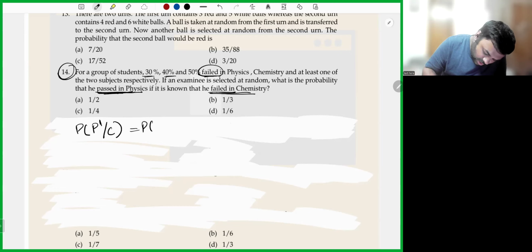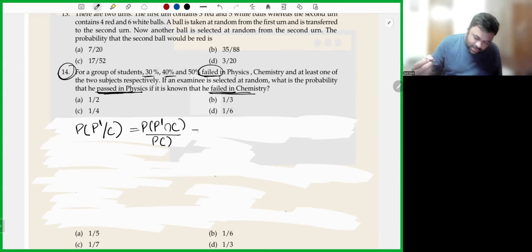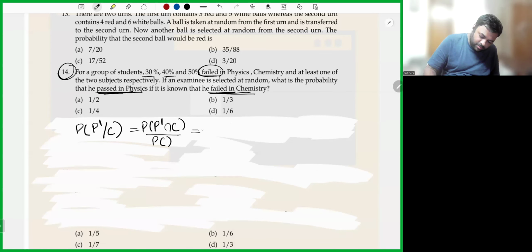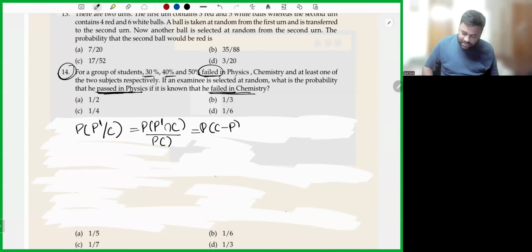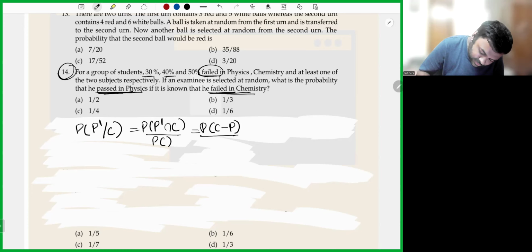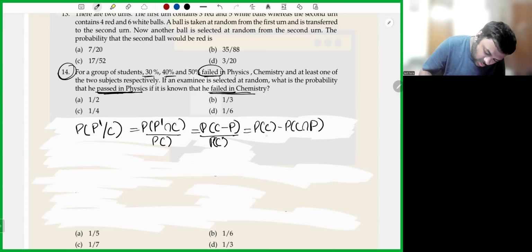So complement. If failed in chemistry, so normal. So P of P complement intersection C divided by P of C. What is A complement intersection B? B minus A. You remember, whenever complement and intersection come together, intersection changes to minus. So P of C minus P. When I'm telling intersection changes to minus, don't write P of P minus C. Complement is there to P. So it will be P of C minus P divided by P of C. So P of A minus B, P of A minus P of A intersection B whole divided by P of C.